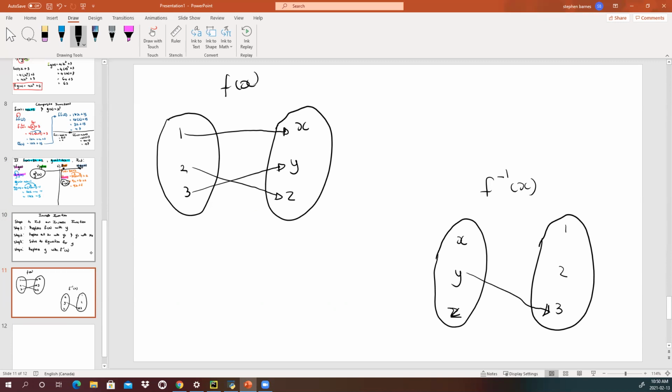This is z. It kind of looks like a 2, so I'm just making it clear that this is z. All right, so let's go ahead now and explain.